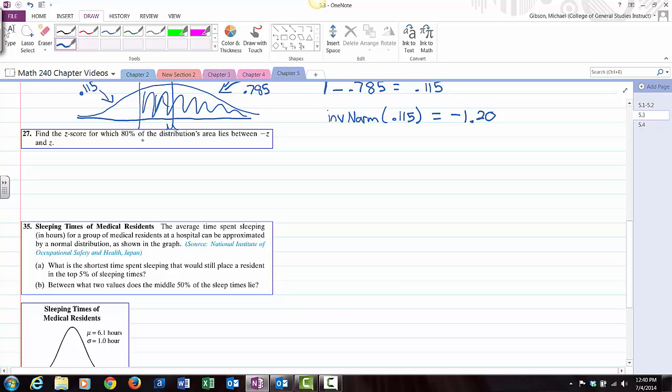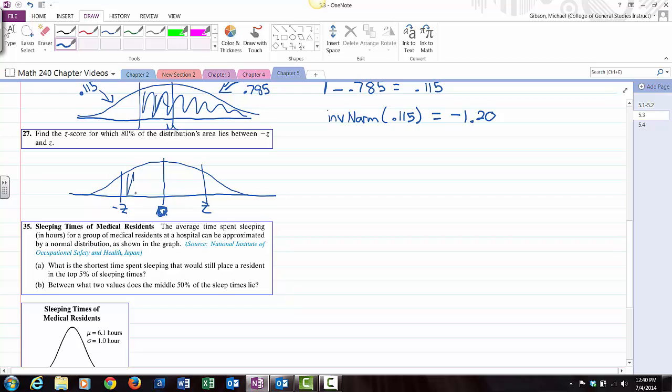Find the z-score for which 80% of the distribution area lies between minus z and z. Now this is the one that I get the most questions on. So let's look at this. Here's a normal distribution. Here's the mean. This is a z actually, so the mean is going to be 0. Now, 80% lies between minus z and z, that means it's symmetric. So if minus z is here, then z would be the mirror image over there.